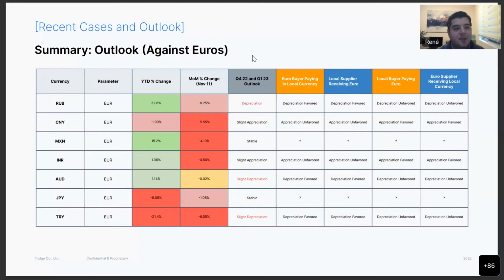Now, finally, let's look at the cross rates with the euro. Here's some of the scenarios you can see. Now, most currencies have actually depreciated this month against the euro. And the picture looks much more mixed.